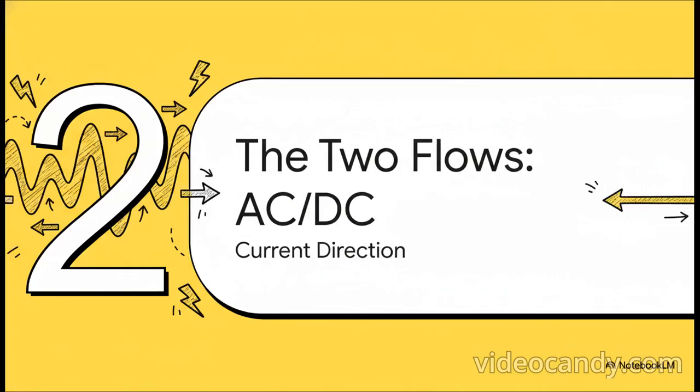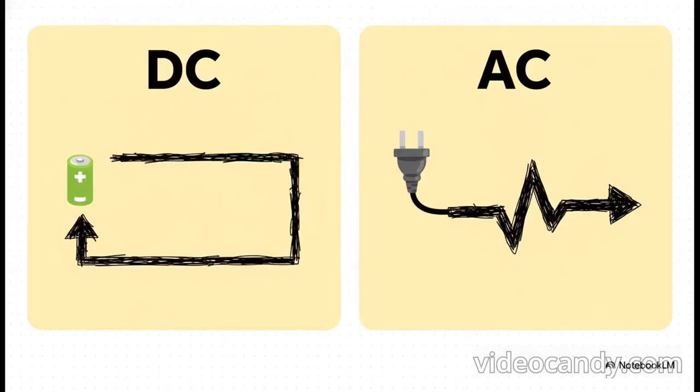But here's a twist. Not all electricity flows in the same direction. And that brings us to our next big idea, the two major types of current, AC and DC. So the big difference here, the thing that separates these two, is all about the direction the electrons are moving. First, you've got direct current, or DC. I want you to think of this like a one-way street. The electrons are just cruising along nice and steady in one single direction. That's the kind of power you get from batteries.